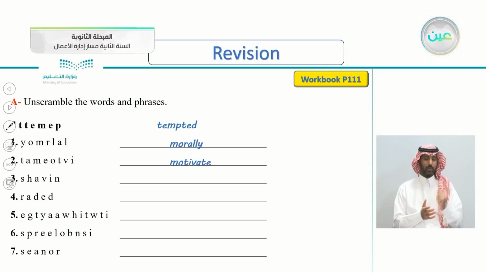Number three, S-H-A-V-I-N. This is the scrambled word. How do we unscramble it? Let's see the correct answer now. It's the word vanish. Do you remember the meaning of the word vanish? Yes, very good. Vanish is to make something disappear.